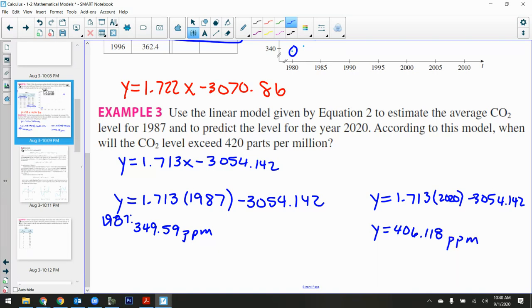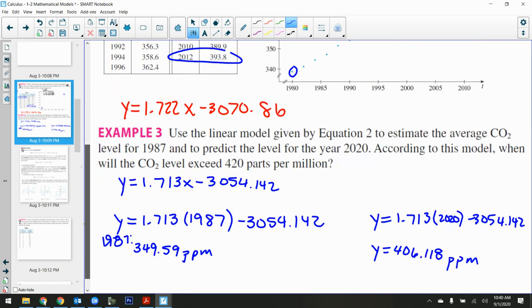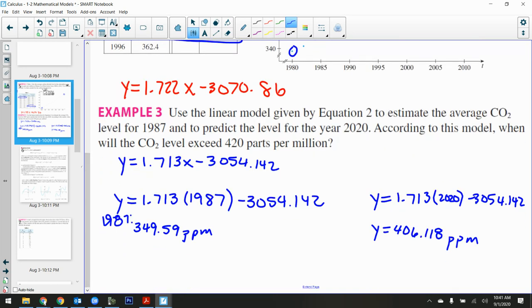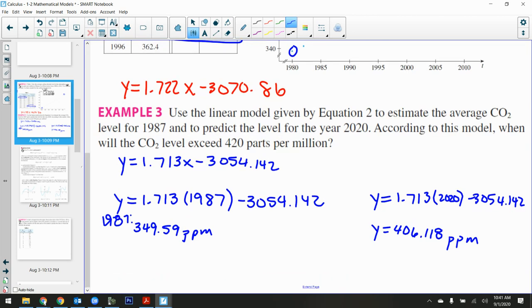Now, there are different terms we can use when you're making inferences about data. When you're finding a value that was contained within your data set, like here, 1987, it's within the parameters of what I had, between 1980 and 2012, that is called interpolation, okay? When you find a piece of data outside of your data range, like 2020, which was the future, or if I calculated 2050, that's called extrapolation. So interpolation is when you find a piece of data within your range of experiment. Extrapolation is when you're finding a piece of data outside of your range of experiment. All right, questions about that?